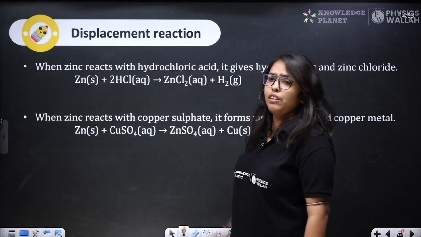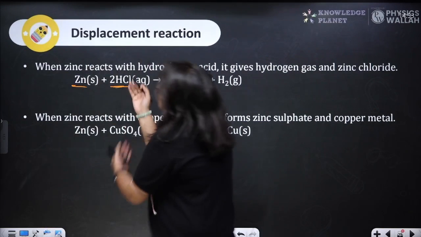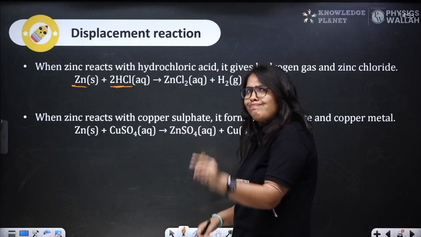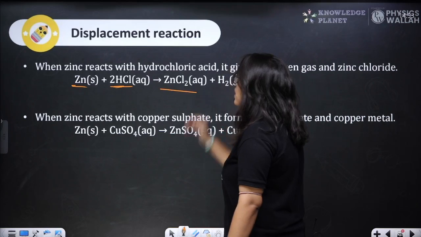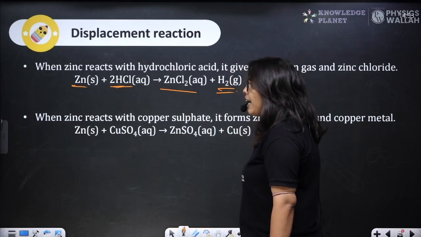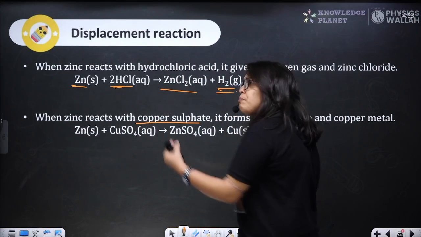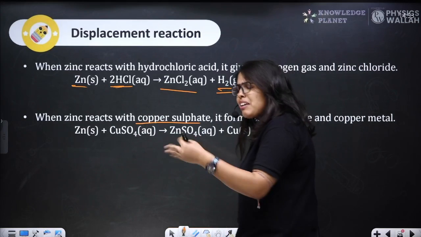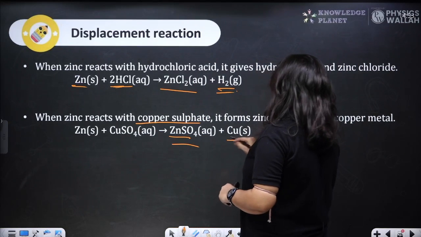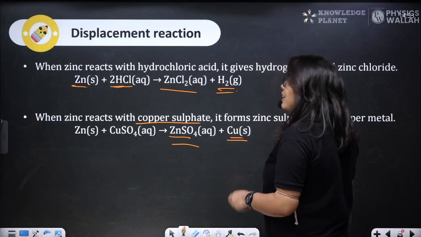Let's now see a few examples. Zinc, when it reacts with HCl: hydrogen lies below zinc in the reactivity series, so zinc very nicely displaces it and forms a salt, zinc chloride, along with liberation of hydrogen gas. When zinc reacts with copper sulfate, again, copper lies below zinc in the reactivity series. So zinc very happily displaces copper, and what we get is zinc sulfate and copper in its solid state. So this is about displacement reaction.